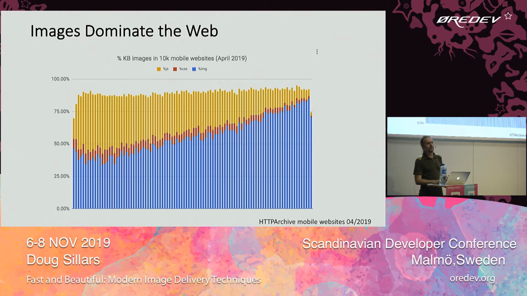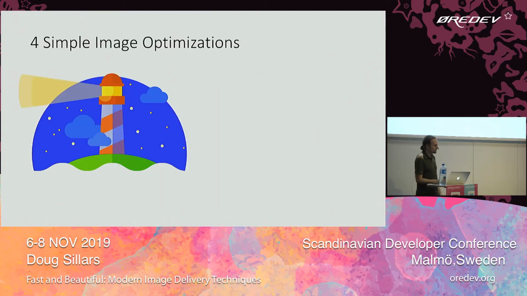So what can we do? If we can optimize the images, we can make our web pages load faster, or our native apps. I'm going to say native app. I may say web pages, but it works for native apps. Like anything we can do to deliver smaller images over the network. So let's talk about 4 simple image optimizations.